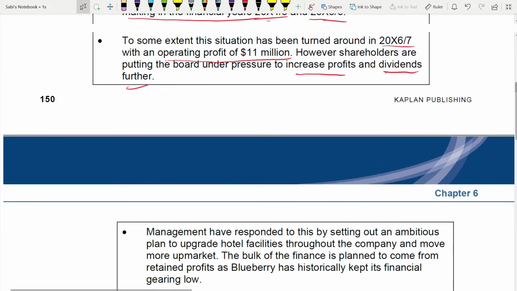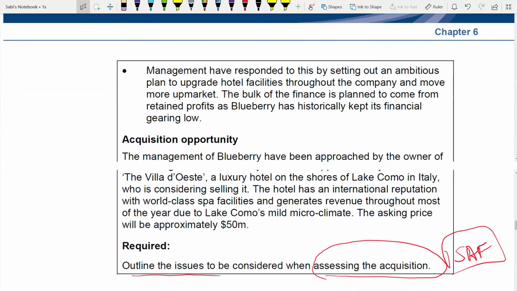Now, one more is there. Next, management has responded to this by setting out an ambitious plan. How is management going to deal with the pressure? By having a plan. What is the plan? To upgrade the hotel facilities throughout the company and move more up market. It's not easy. You want to move up market, you want to upgrade the facilities, you need finance. So the bulk of finance is planned to come from where? From retained profit. Always check the source of finance, because this is very important when you need to write an answer, especially for an acquisition. So they are planning to use the bulk of it from retained profit.